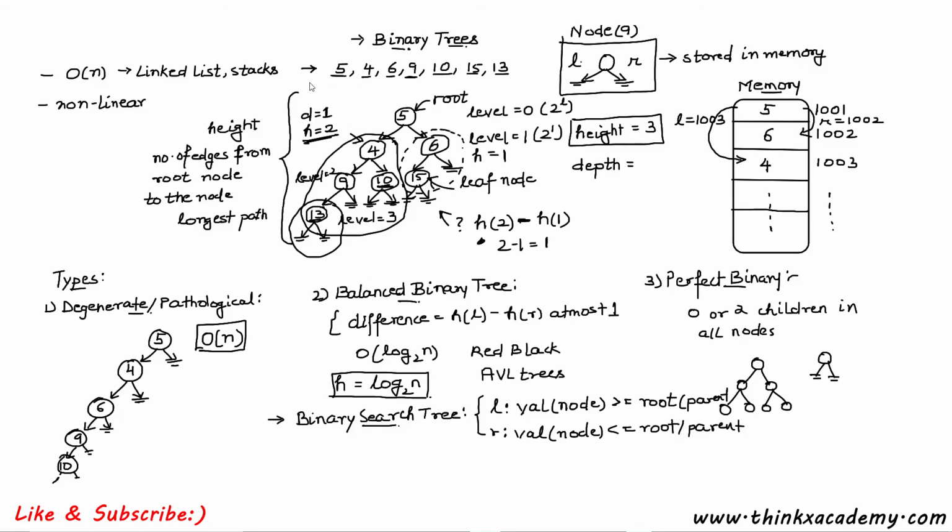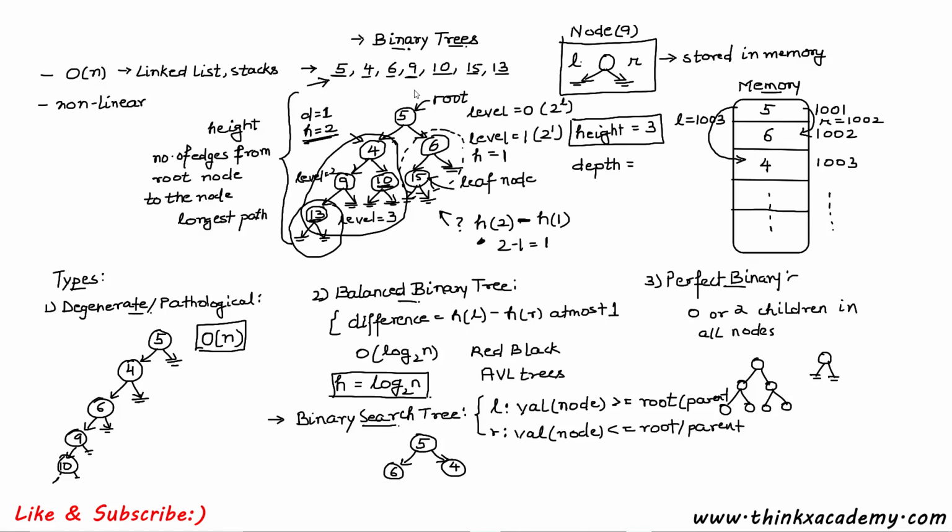Let's see how we can insert this data inside a binary search tree. So first we will insert 5 as the root element. So here I will insert 5. Then we have 4 here. 4 has a value lesser than 5, and we say that if the value of a node is less than the parent, it is going to go to the right side of the tree. So 4 will go to the right part. Then we have 6. 6 is greater than 5, so 6 will be inserted here.